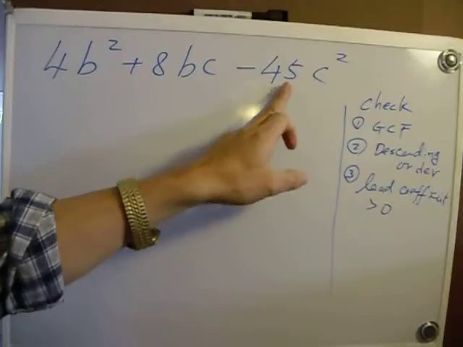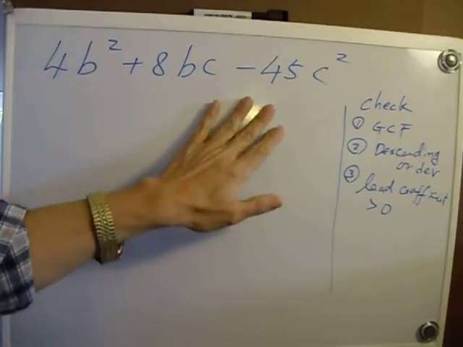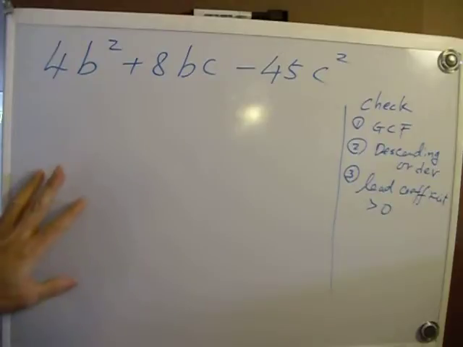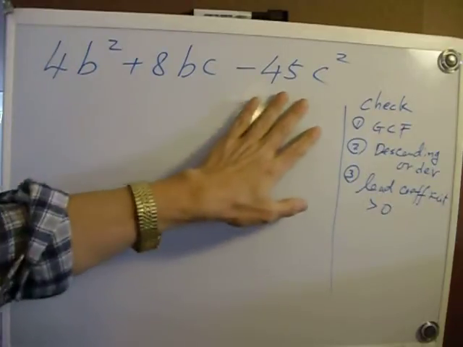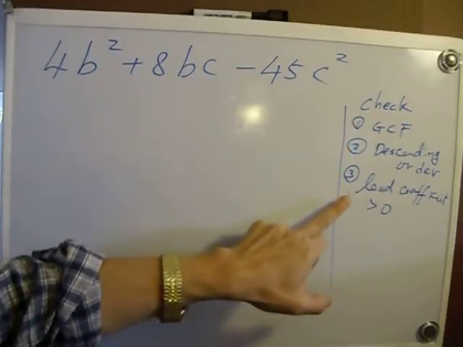Also, the last term here, 45, is not a perfect square, so that's definitely not a perfect square trinomial. Plus this one is negative, so the perfect square trinomial will not work. So the only choice left is 3-term grouping. Before doing 3-term grouping, always check these 3 things.